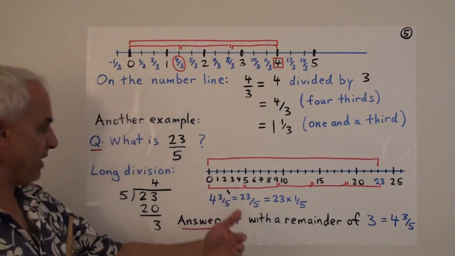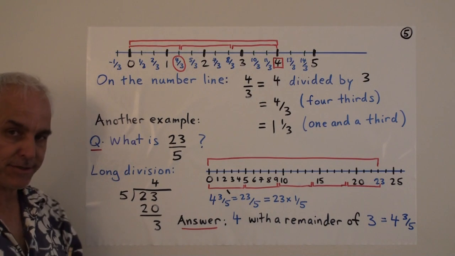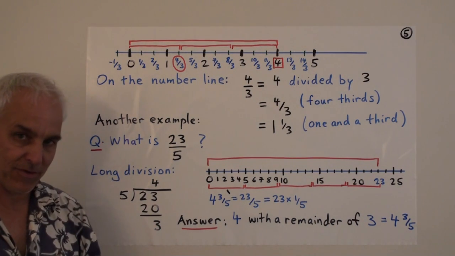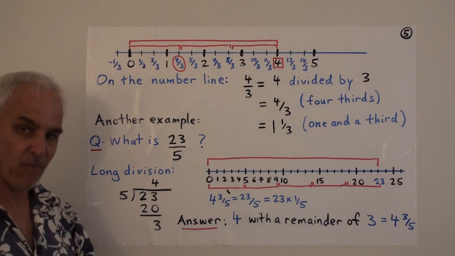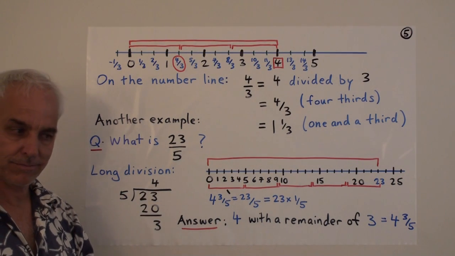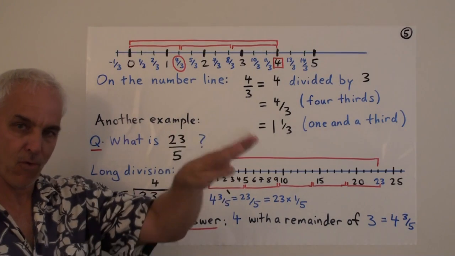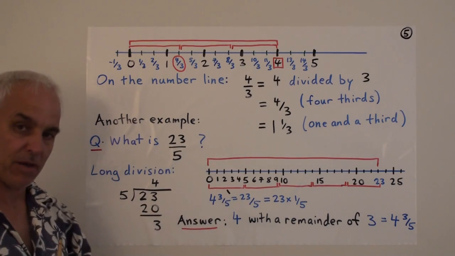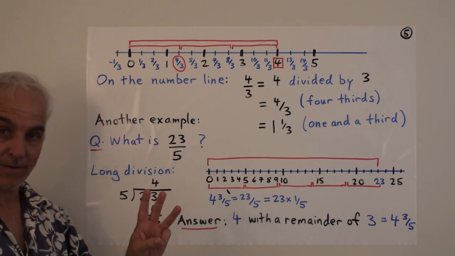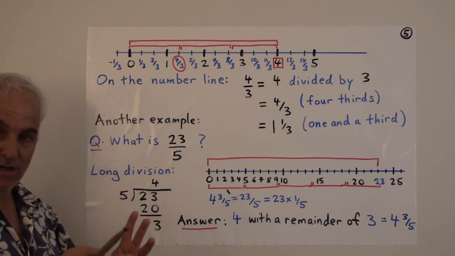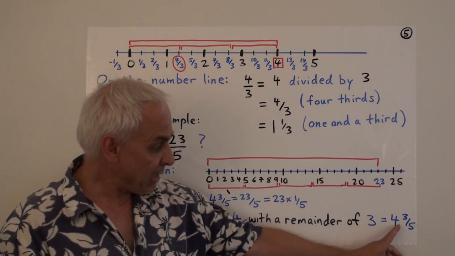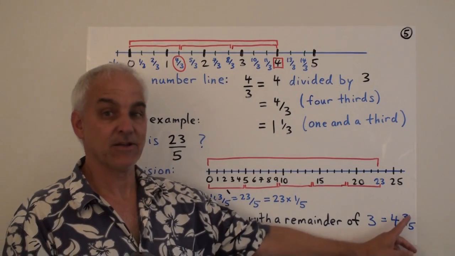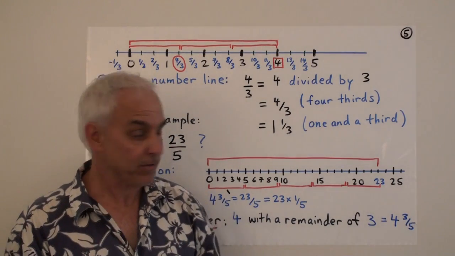So if you think about 23 chocolate bars and 5 friends, okay, then what you have is each friend is going to get 4 chocolate bars. 4, 4, 4, 4, 4. That accounts for 20 chocolate bars. Then there are 3 left over. And you're going to have to take those 3 chocolate bars and divide them up into 5 equal pieces. So each person is going to get 4 and 3/5 of a chocolate bar.